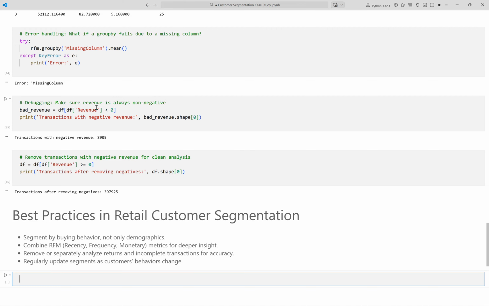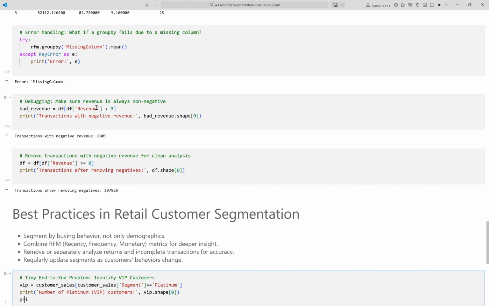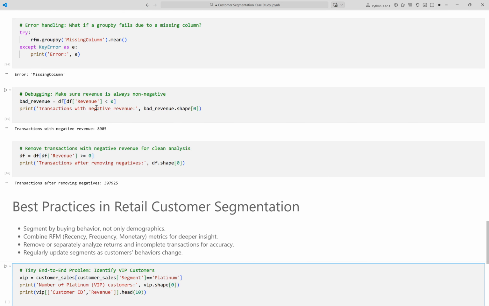Here is a simple business task: find all your most valuable VIP customers. We select all customers who fall into the top spending segment, Platinum. We print the number of Platinum customers to understand market share. We show sample VIPs with customer IDs and their revenue to enable direct marketing.